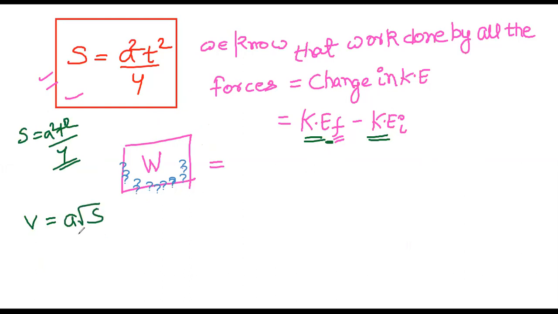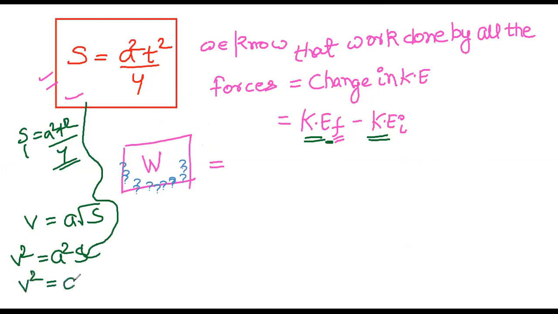If we square it, v square comes out to be a square s. And if we put this s here, v square equals a square multiplied by a square t square by 4, which equals a to the power 4 t square by 4. And students, we know that kinetic energy equals half m v square, and for the final we will use m v final square.